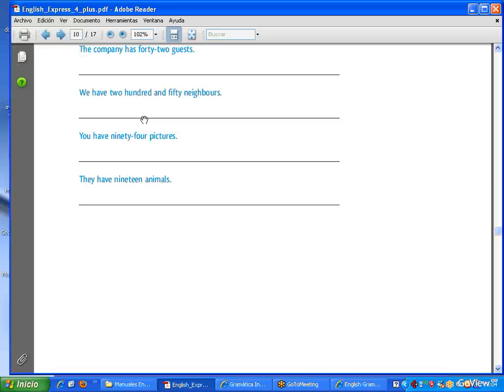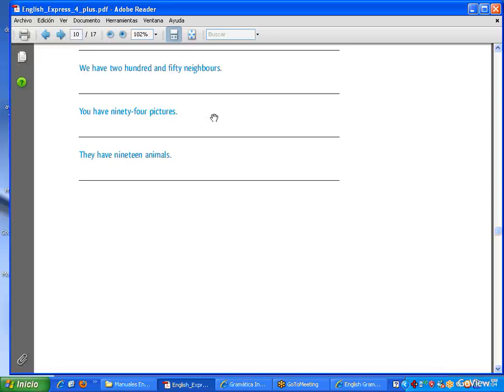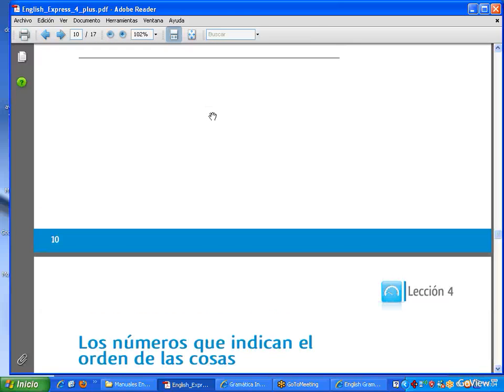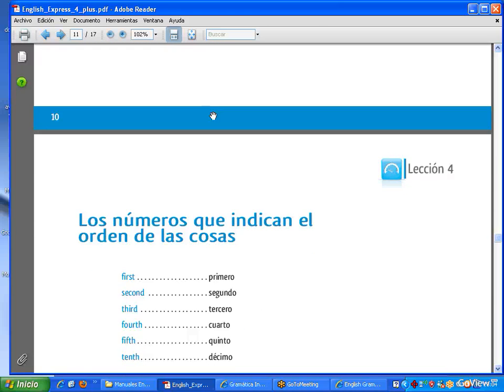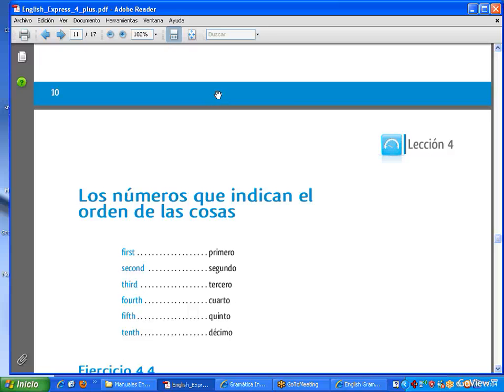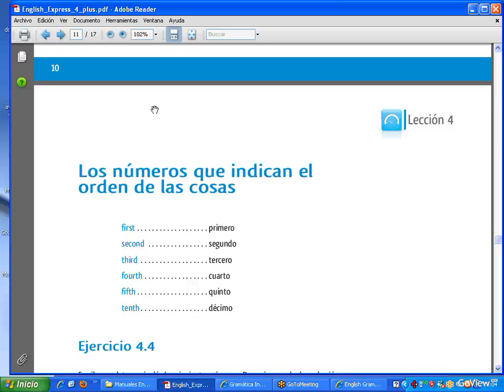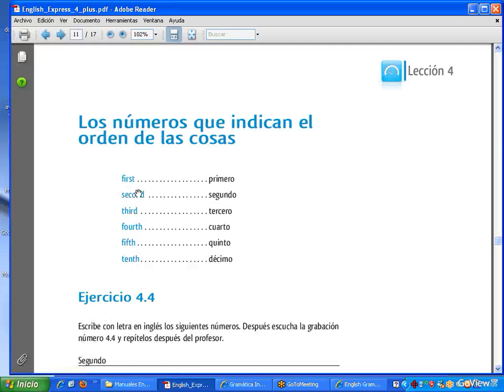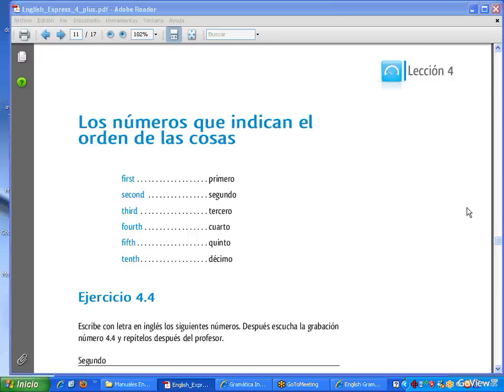And then we're going to look at the numbers that indicate the order of things. So we have first, second, third. These are different. If I was to write these in number form, I would write first, second, third, fourth.